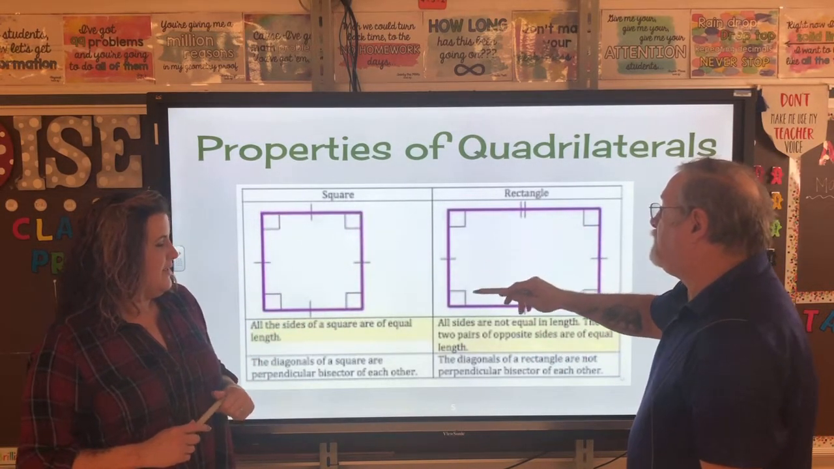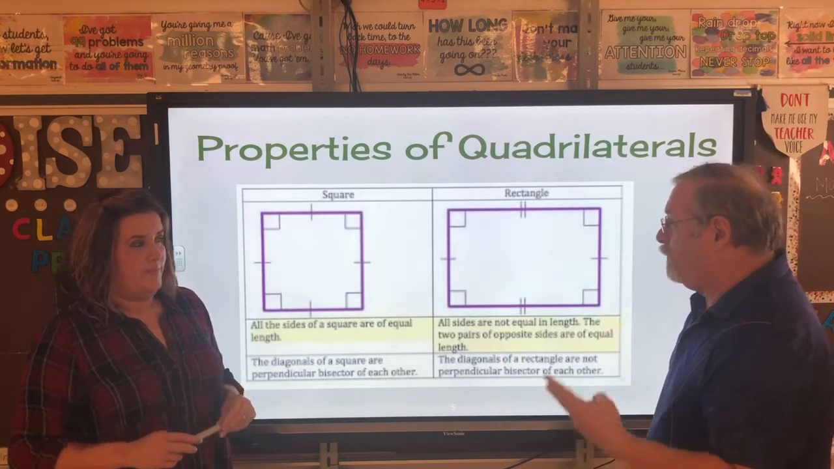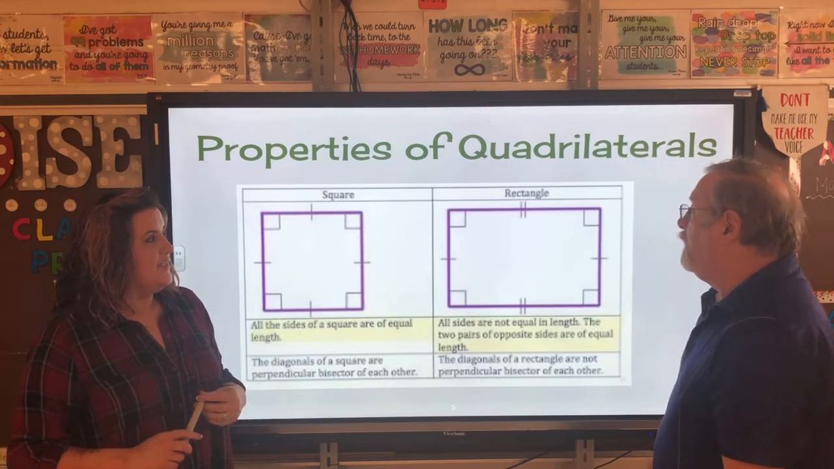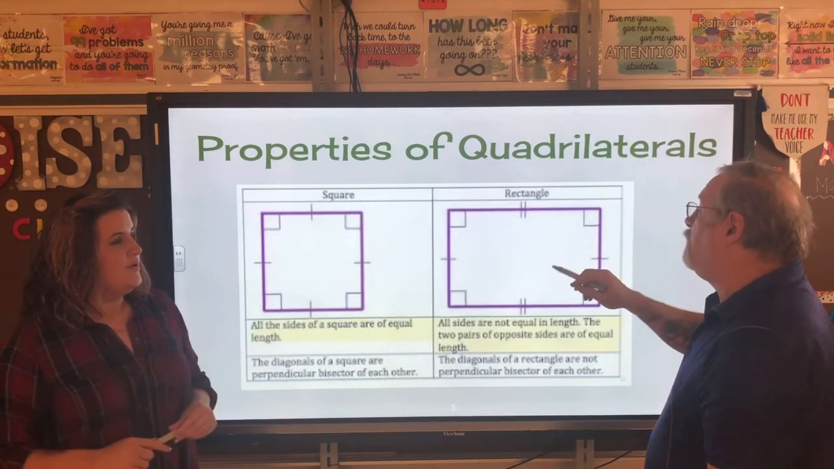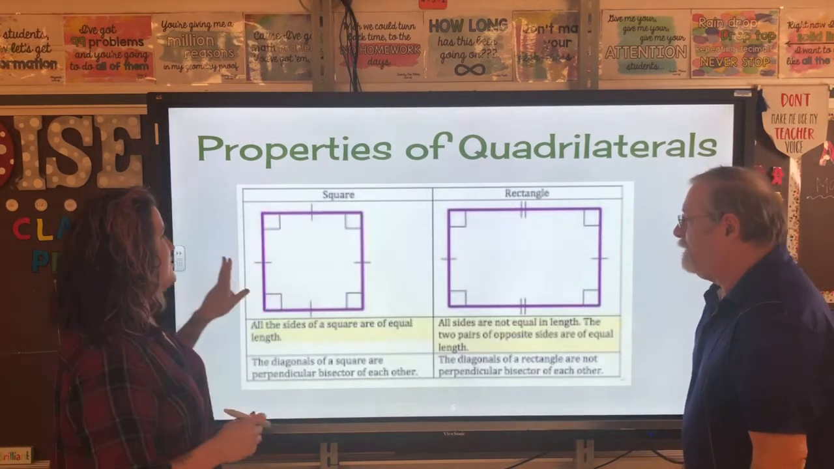And what else did we say? This one has two sets of congruent sides. So we said 90 degree angles, two sets of congruent sides, opposite angles are congruent. All that stuff, all those good things.